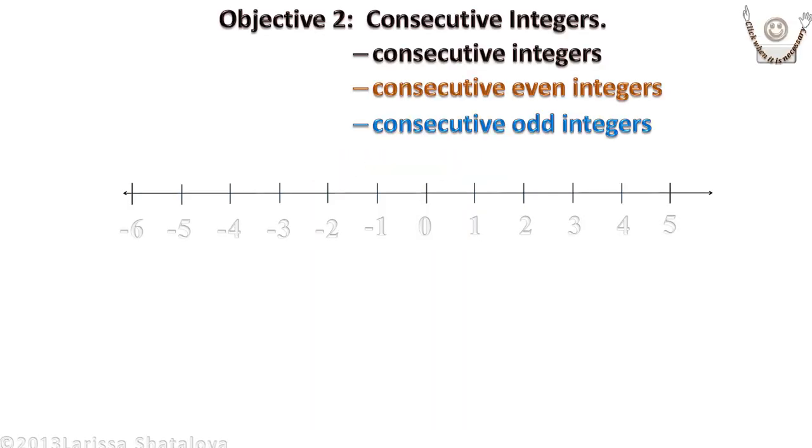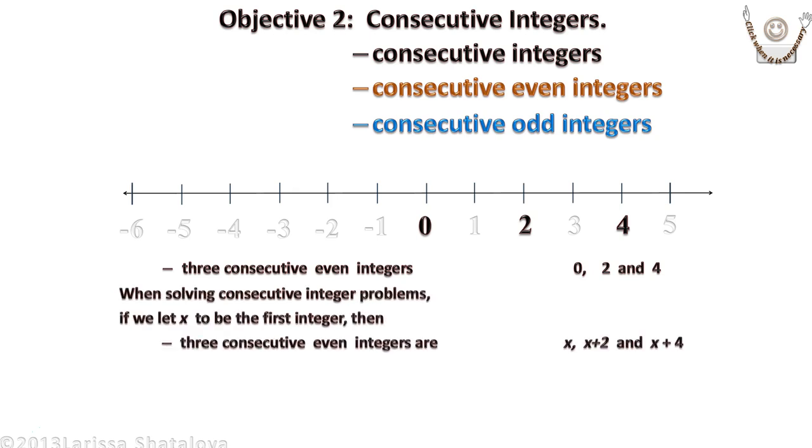Next example shows 3 consecutive even integers, because we have 0 as the first integer, 2, and then 4. All of them are even, and the difference between them is 2 units. So when solving, if we let x be the first integer, the second integer would be x + 2, and the third integer would be x + 4.